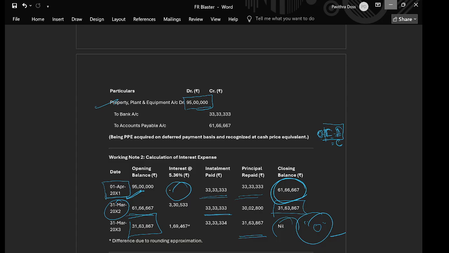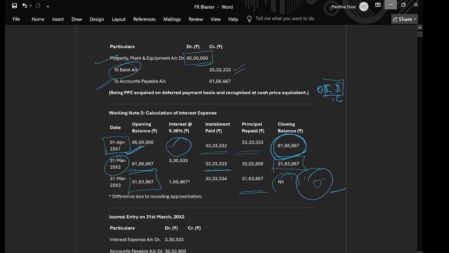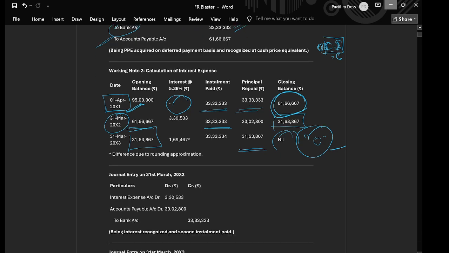So property, plant and equipment is accounted at 95 lakh. What is the first payment that we are making? We are making a payment of 33 lakh 33,333. So that is a credit to cash or bank, it goes out. Next, to accounts payable, whatever is remaining, it's still payable, that is 61 lakh 66,667.